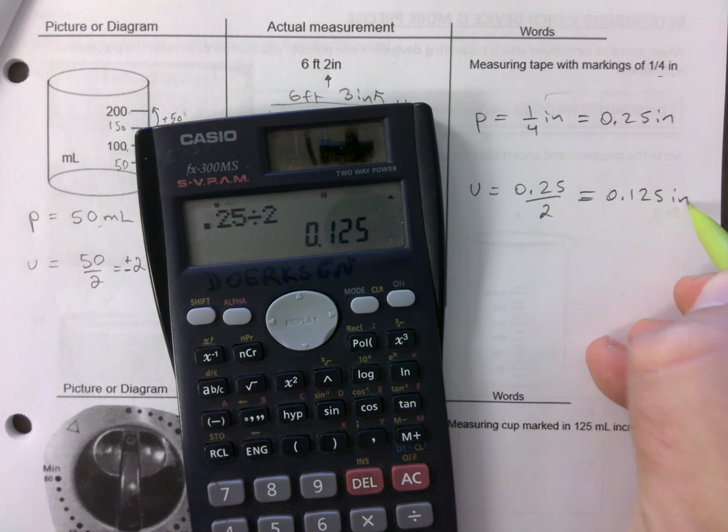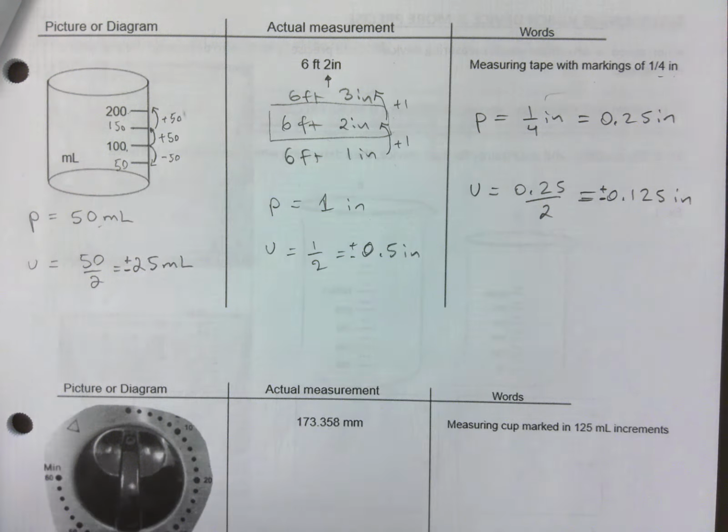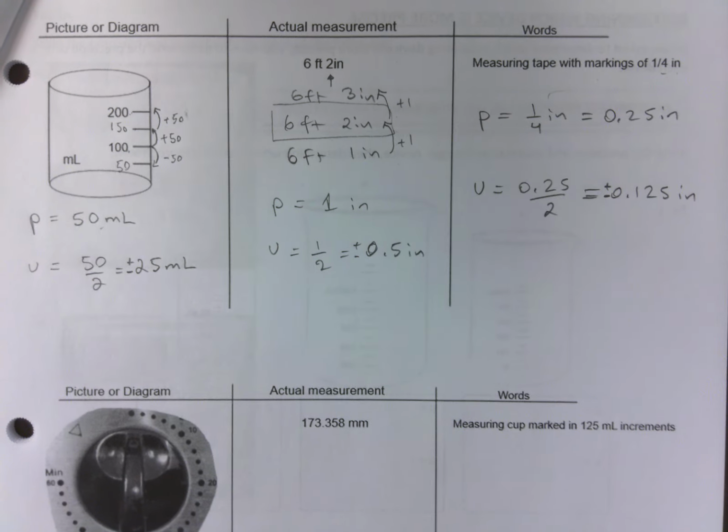0.125 of an inch, plus or minus. Okay. So that's how it goes. That is how it goes. One more, and then I'll let you fly solo for a bit.